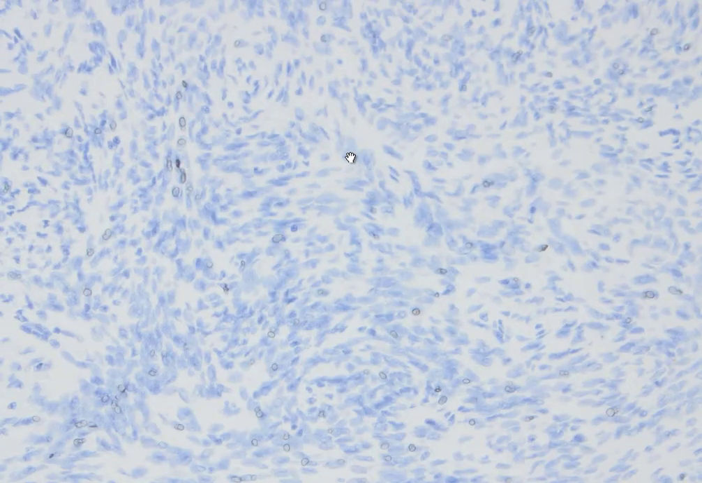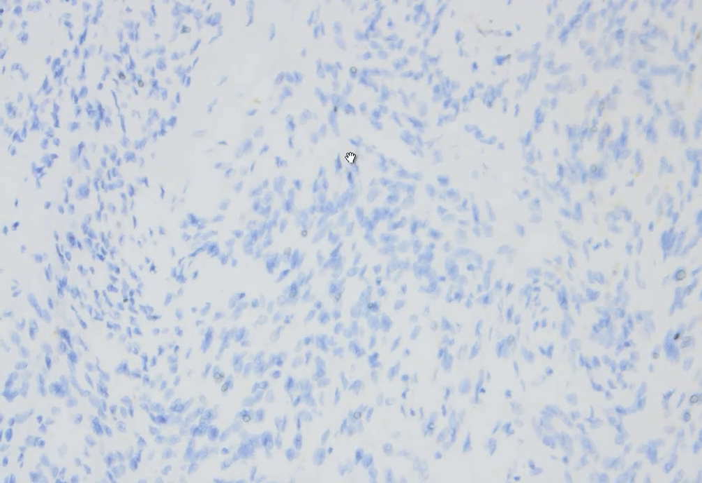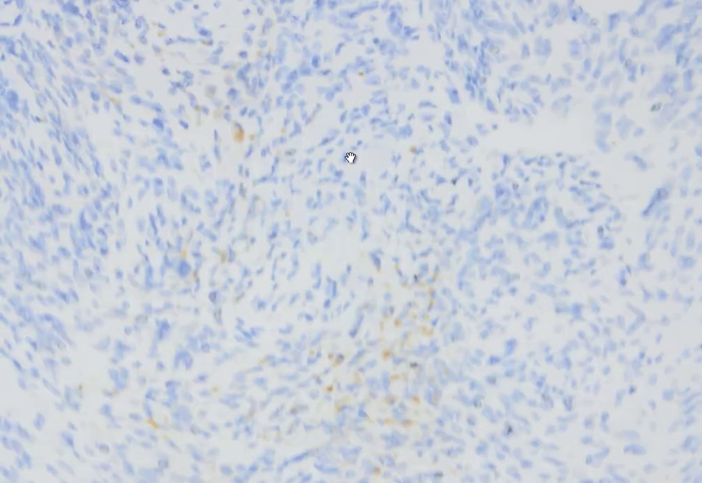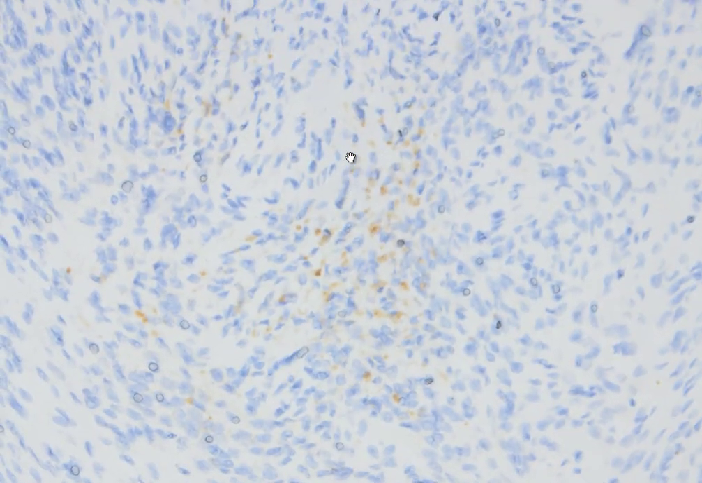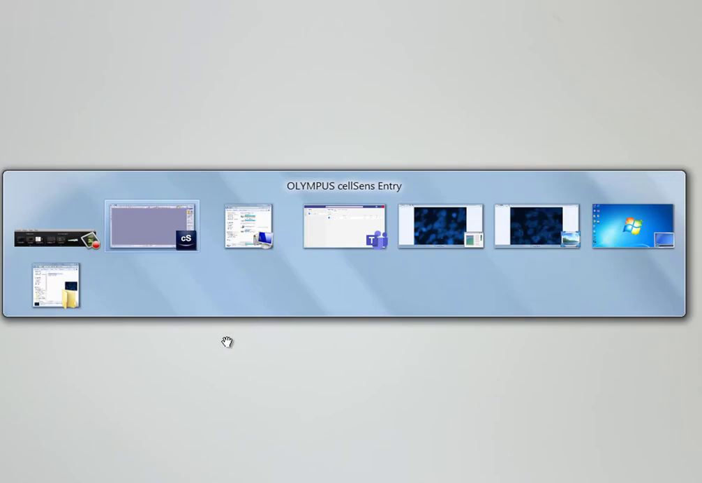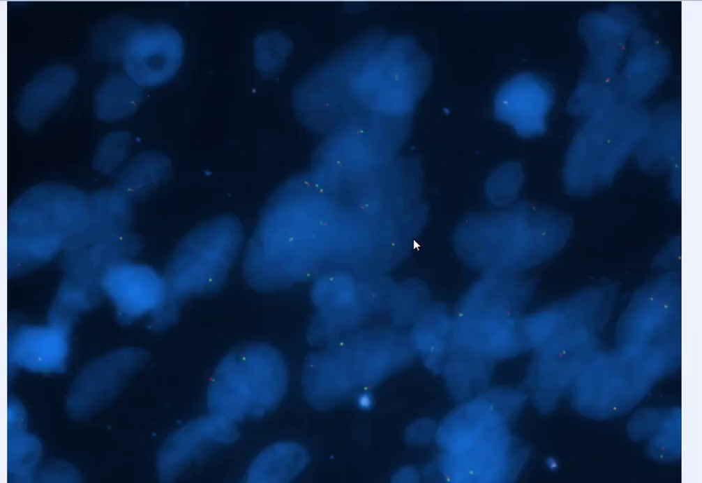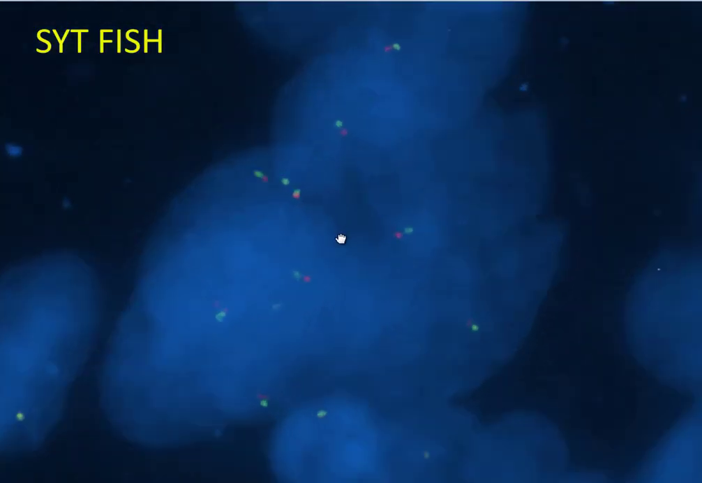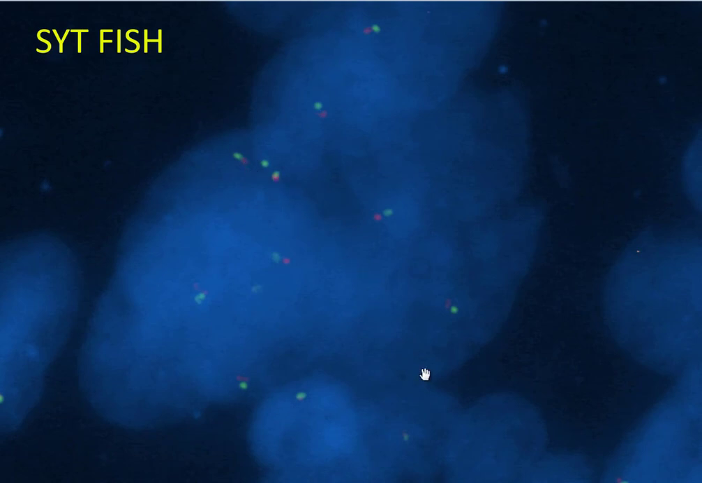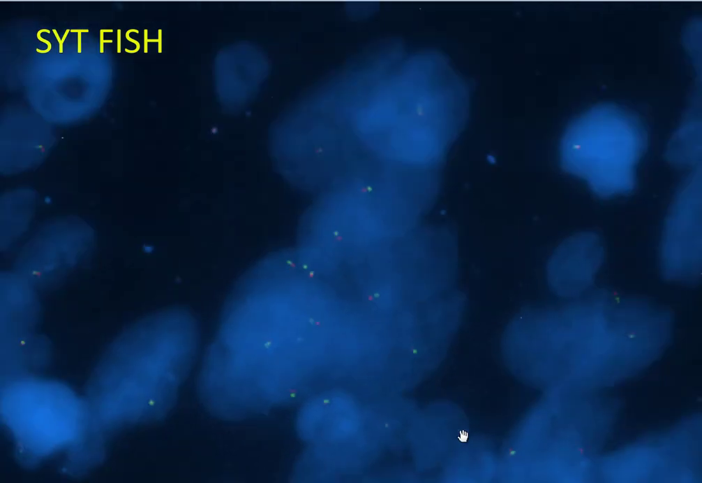Unfortunately, ALK was negative. ALK could support my diagnosis, but this is not a positive staining. This is just hemosiderin, and ALK may be positive in a subset of angiomatoid fibrous histiocytoma. I ordered an SYT FISH, and this turned out to be negative, with 2 copies of the yellow signals.